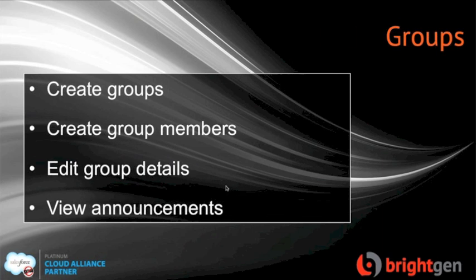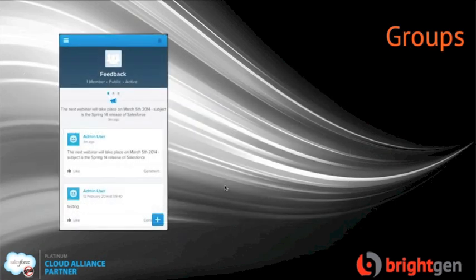So the groups functionality in Salesforce1 has been enhanced. You can create groups or group members directly from the group page using publisher actions. You can edit the group details directly from the device, whereas before you had to go to the full UI. And finally, you can view announcements, which are a new chatter group feature, which we'll be covering in more detail in the chatter section.